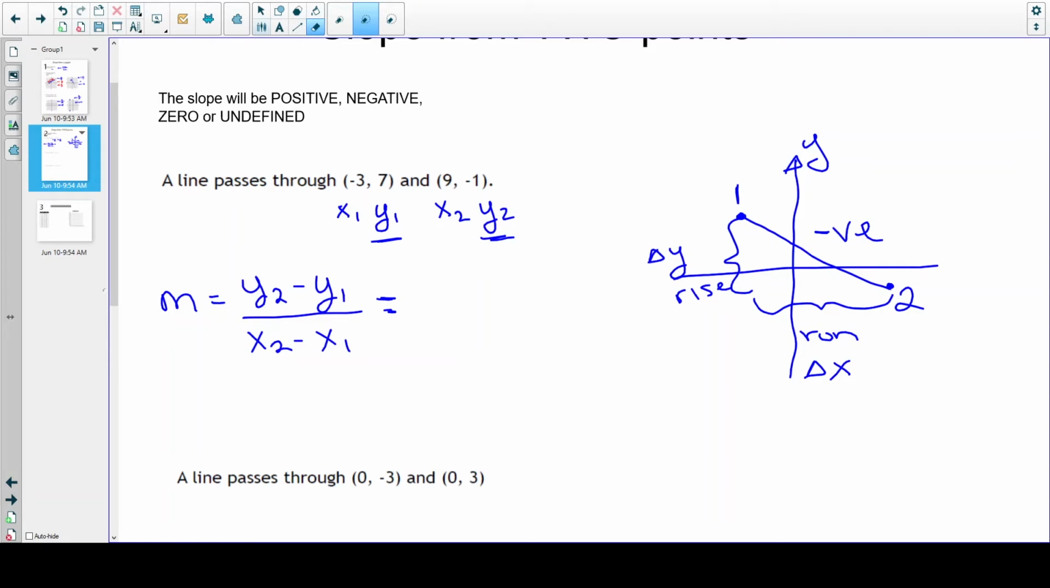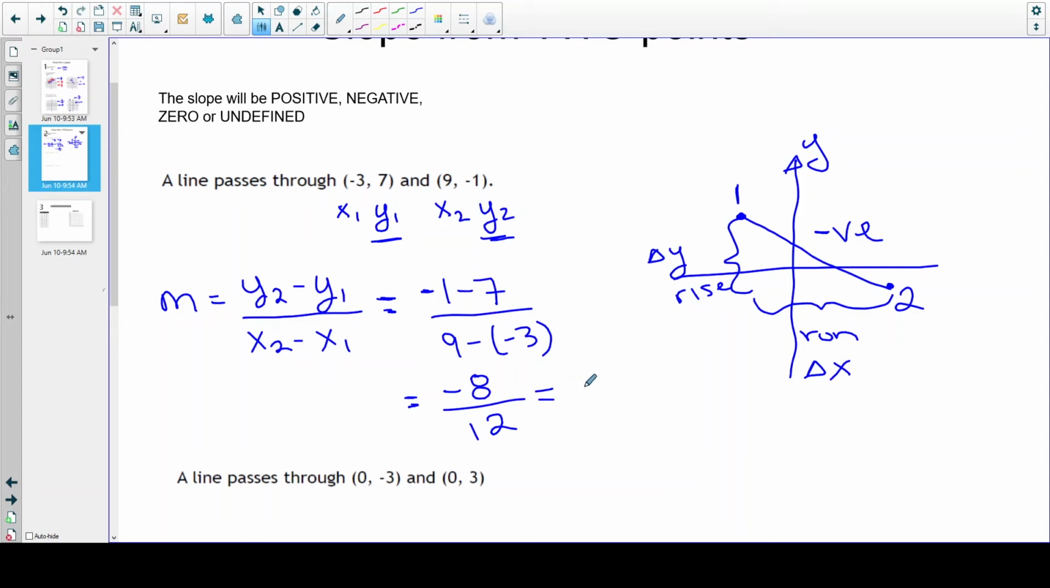Now that I've labeled my points x1, y1, x2, y2 already, and I have my formula, I can basically just do a substitution here. So it's going to be y2 minus y1 all over x2, which is 9, minus x1, which is -3. So this is the same thing as adding 3, because when we take something away that's negative in our life, it's a positive, right? So -1, take away 7 more is -8. 9 plus 3 is +12.